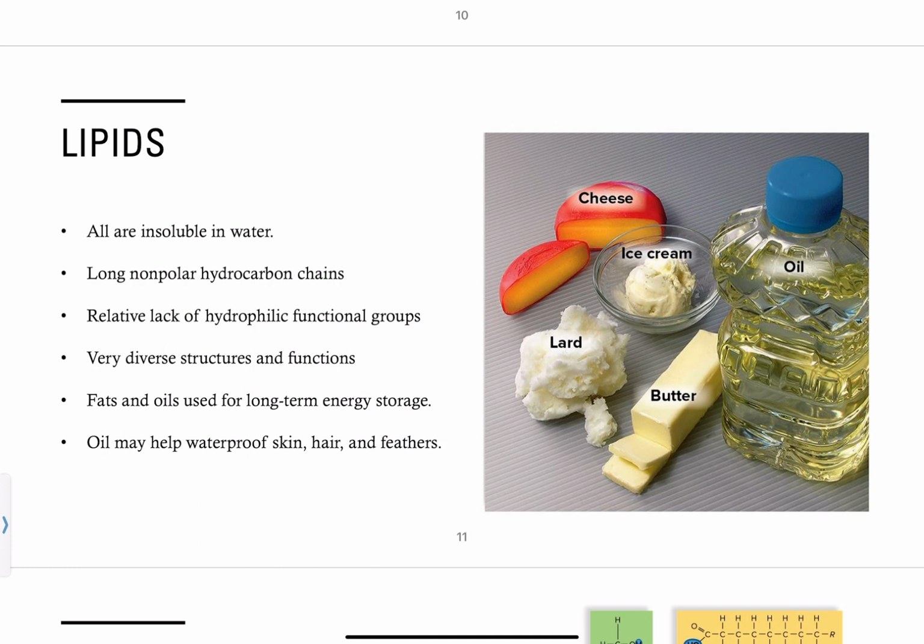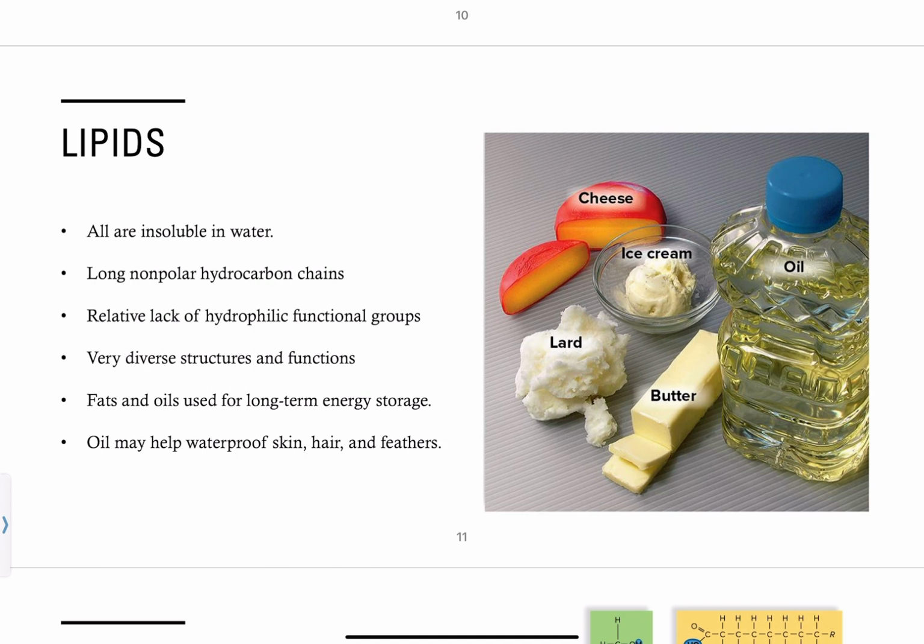So lipids are a broad class of hydrophobic molecules, again, meaning they do not dissolve in water. This is due to their structural differences. They have long nonpolar hydrocarbon chains and a relative lack of hydrophilic functional groups, meaning they don't have functional groups that are attracting water. So while they seem like simple fats, lipids actually include a huge range of molecules with different functions.